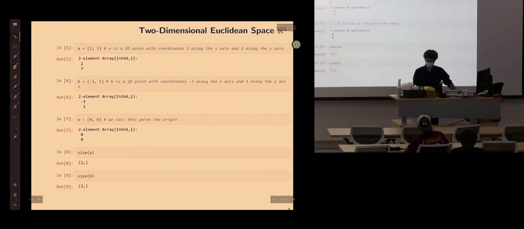Some examples of points in 2D space. These are just two vectors that you know already, okay? A 2 vector, another 2 vector, the origin, which is 0 and 0. You can check the size of A, which is 2. Now, there's no reason to write them as column vectors, but our convention is that by default we use columns. You could just define everything as rows, but we stick to columns.